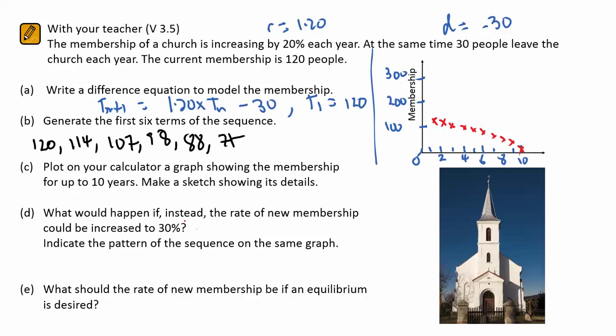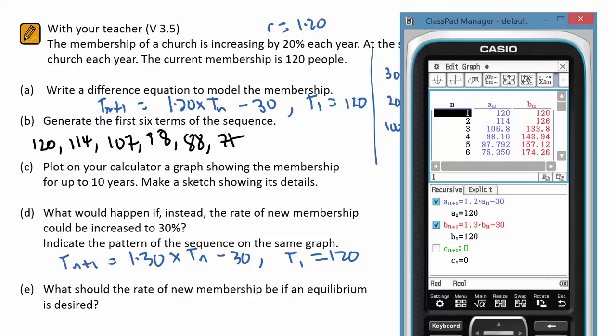Now if we've got a membership that increases by 30%, then we have to modify this equation in the following way. So it becomes 1.30 times t_n, take 30, and t1 is 120. Now, as we're increasing by 30% times the previous year, taking 30, we have a different scenario presenting. I've lined them up together. Notice, please make sure when you enter you put in the BN term and not the AN term, 100 to 126 to 133.8, etc. Now we can write that down and we can also graph it.